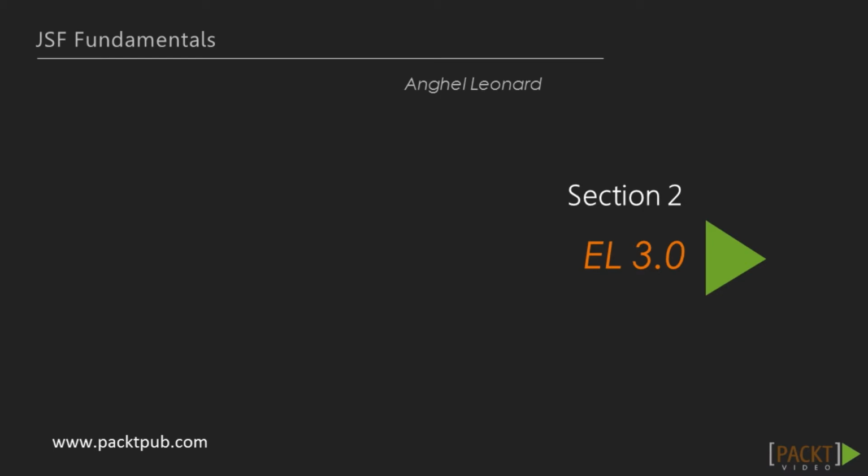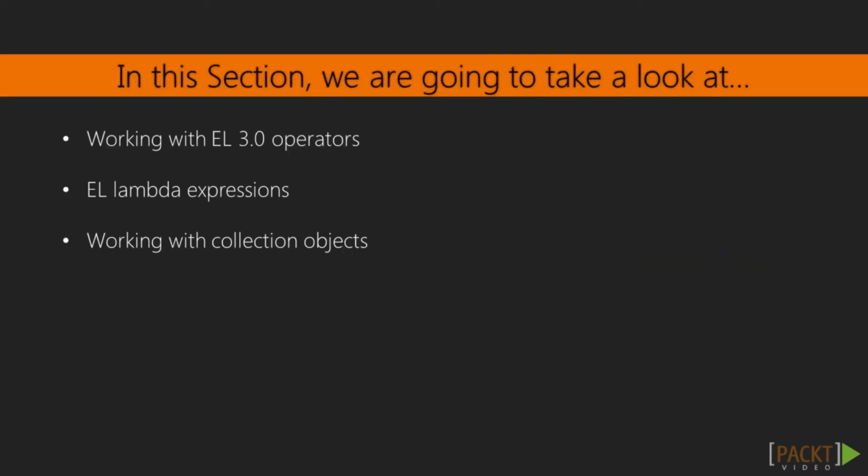While EL 2.2 expressions can be used to dynamically access data stored in Java Beans components and to call arbitrary static and public methods, EL 3.0 comes with more features that boost EL 2.2 to the next level. So in this section, we will cover three main topics of EL 3.0. We start with an overview of the new operators: the assignment, the string concatenation, and the semicolon operators.